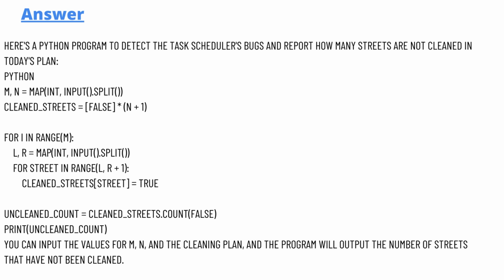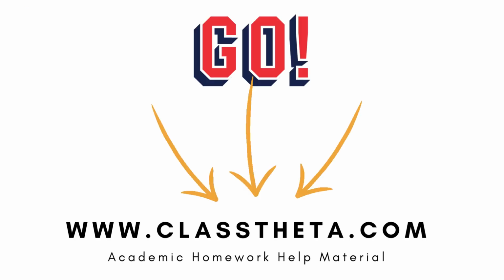So the answer to the question is a Python program that I have written for you to detect the task scheduler's bugs and report how many streets are not cleaned in the plan. You can just stop the video and check it out.